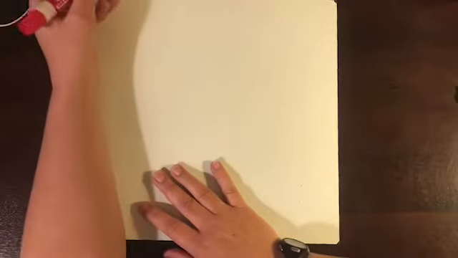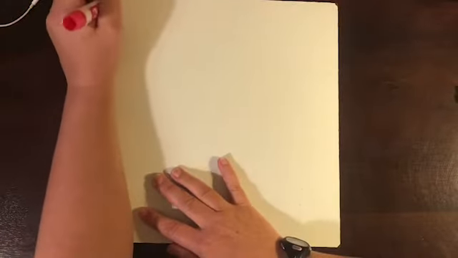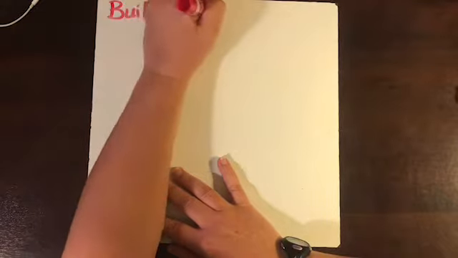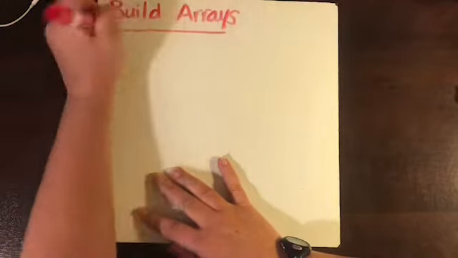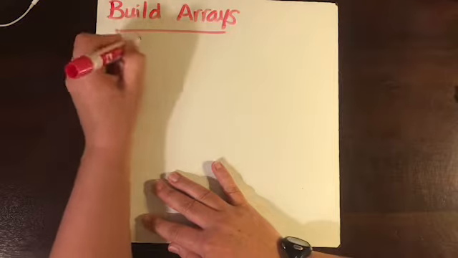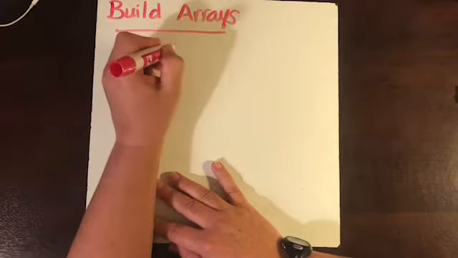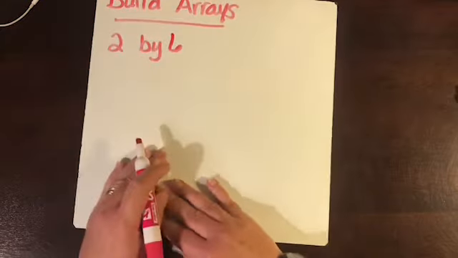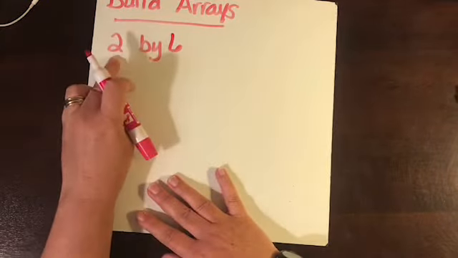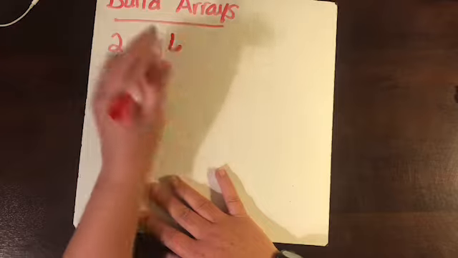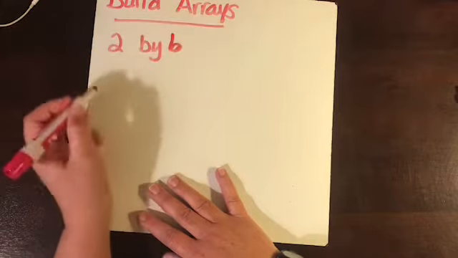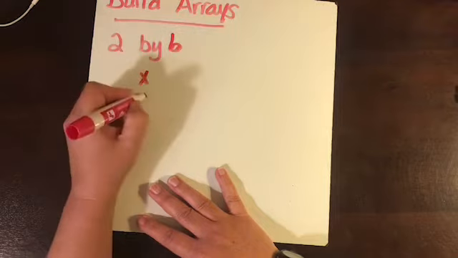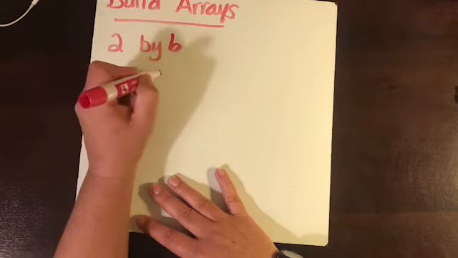So if Miss Foster said I wanted you to build arrays, I wanted you to have a 2 by 6 array. Okay, how many rows? 2. How many in each row? 6. Okay, so here's my rows. I'm going to do X's. You can do anything you want on your piece of paper.